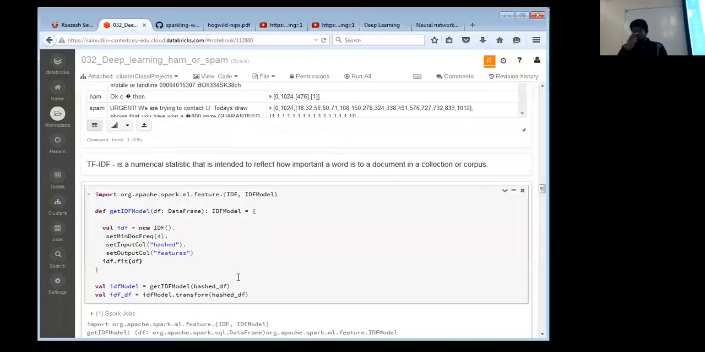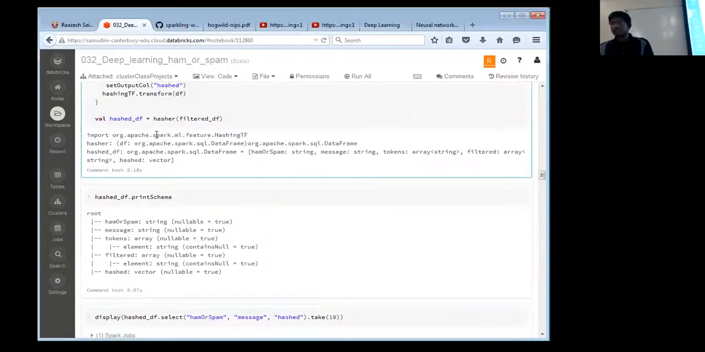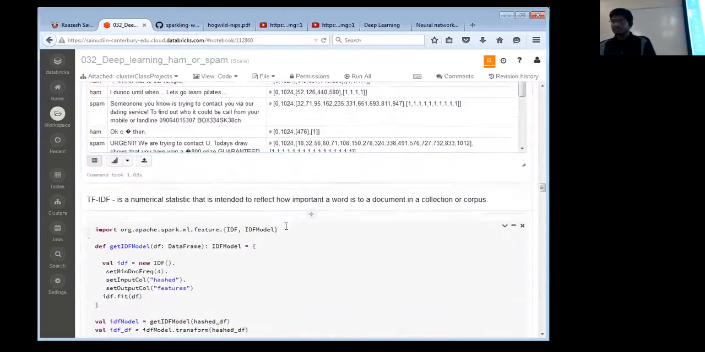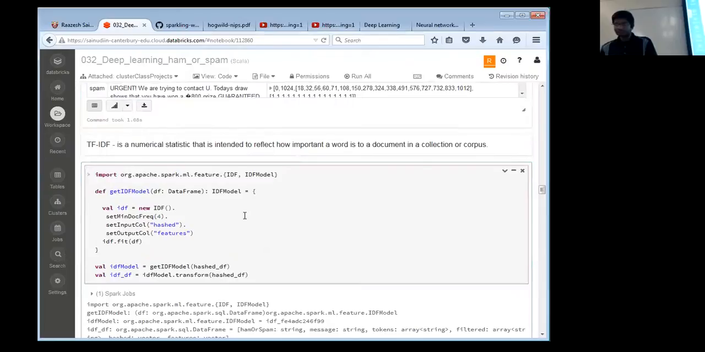So remember, so far we have done ML transformations. These are all not materialized. But when we want to do a TF-IDF, because it has to go through every single word in the whole corpus, it has to be materialized. And that's why you see here we do a fit.